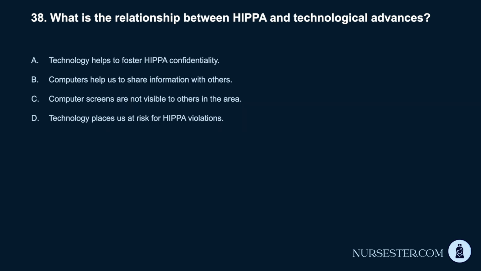38. What is the relationship between HIPAA and technological advances? A. Technology helps to foster HIPAA confidentiality. B. Computers help us to share information with others. C. Computer screens are not visible to others in the area. D. Technology places us at risk for HIPAA violations. Correct answer: D. Technology places us at risk for HIPAA violations.